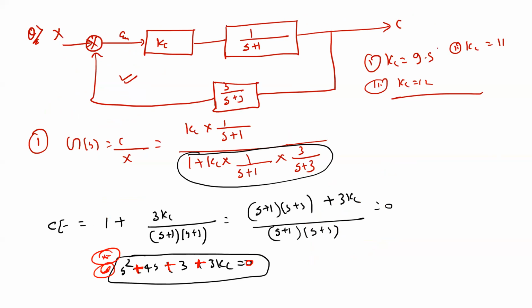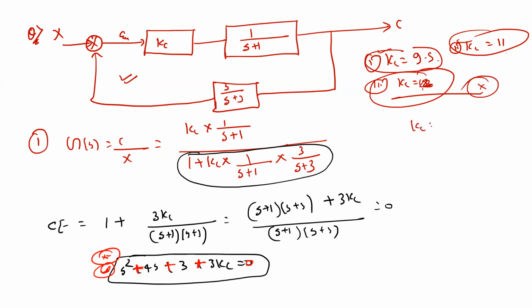Now we have asked whether the system is stable or not if Kc is 9.5, 11, and 12. For all the given values of Kc, 9.5, 11, and 12, the system will be stable because Kc should be greater than minus 1 for the stability of this particular system. This is one of the ways they will ask you the stability of a closed system. I hope you people can solve this particular problem now. Anyone has any doubt?